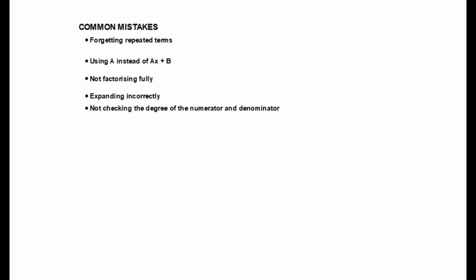Finally, let's look at some common mistakes in partial fractions. The first one is forgetting repeated terms. That means if you have x minus 2 the whole squared in the denominator, remember that it has two partial fractions, one with x minus 2 and the other one with x minus 2 the whole squared in the denominator. If the factor is an irreducible quadratic factor, then your numerator is going to be a linear expression ax plus b. Don't forget to factorize fully and expand correctly.